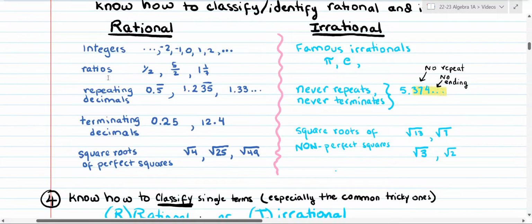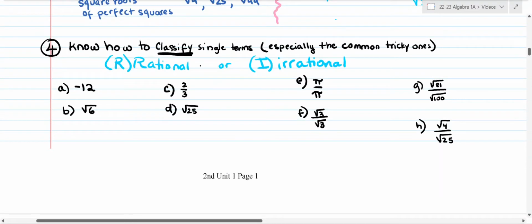All right, rationals and irrationals, please make sure that you can classify them as your integers, your ratios, repeating decimals, terminating decimals, perfect squares, the square roots of perfect squares, which are rational. And then you have your irrationals, which never end, never repeat. So individually, you should be able to look at them and determine what you have.